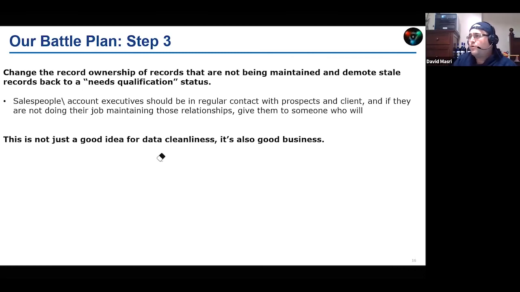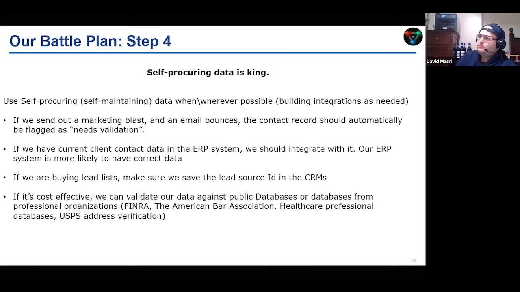If you're having salespeople who are not contacting a client, they should probably be taken away. So you should take that former client, demote it to a prospect, and assign it to a new account executive who's going to properly manage that account. And that's great for data cleanliness, but it's also good business, right? Give accounts to people who are going to manage them properly and keep the data up to date.